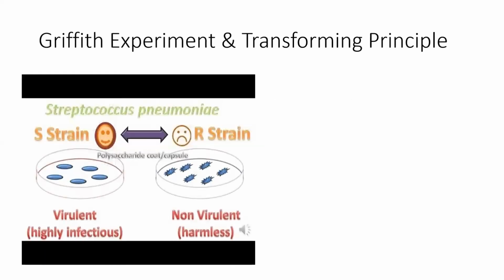So, Griffith's experiment of the transforming principle. He worked on two strains. One is the R strain, the other one is the S strain. R strain is rough. You can see they have shown rough. The S strain is called smooth. Why is it smooth? Because they have a polysaccharide coat, a capsule.